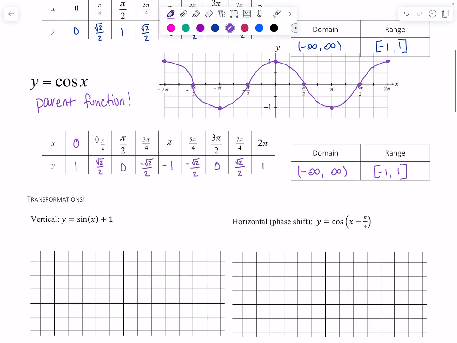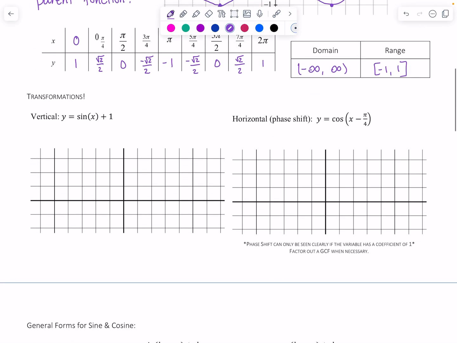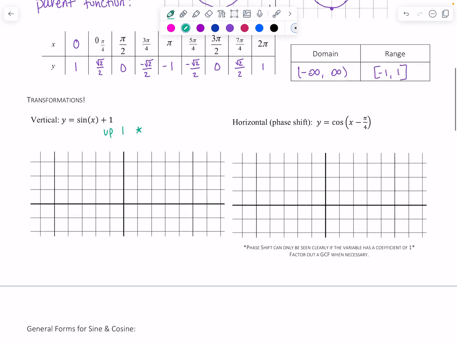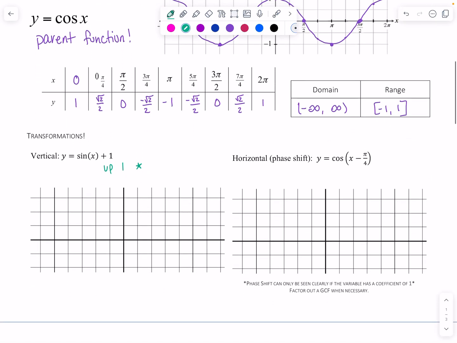Okay, so now let's talk about our transformations with these. We're going to go with sine of x plus 1, which means that we are going up 1. Basically what this does is it moves the midline. As a reminder, that midline is the line that goes right through your function. So what this is going to do is take that midline and shift it up. So this shifts the midline.